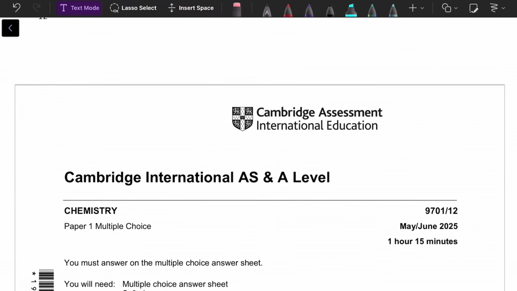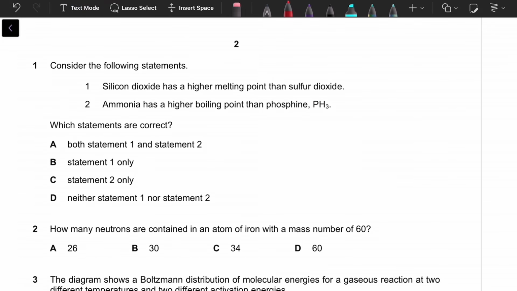Hello guys, today we're going to be solving the May-June 2025 Paper 12 CIE Chemistry paper. Question number 1 asks us to consider the following statements and to select which ones are correct. So statement number 1 states that silicon dioxide has a higher melting point than sulfur dioxide.